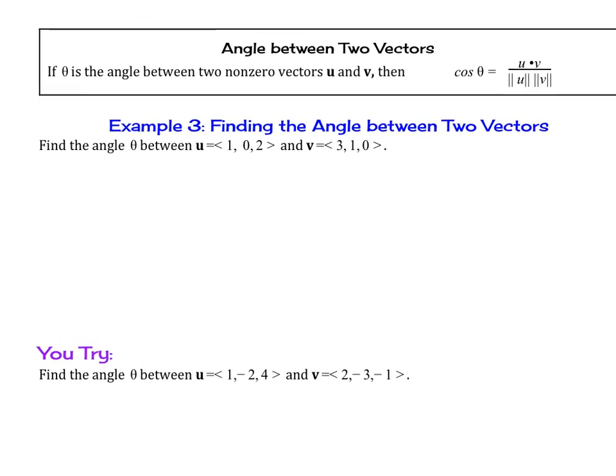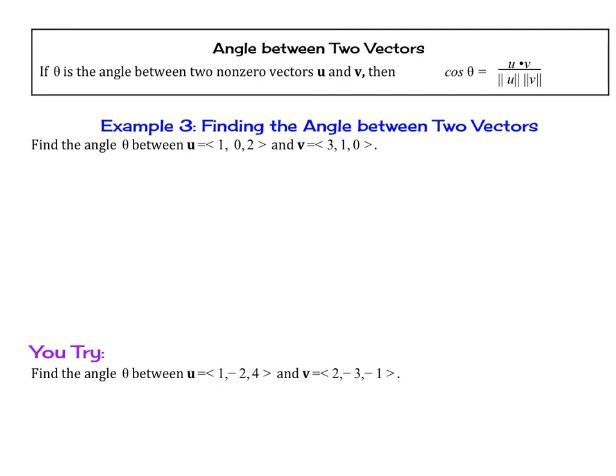Next, let's find the angle between two vectors. If theta is the angle between two non-zero vectors u and v, then we're going to use cosine of theta equals u dot v over the magnitude of u times the magnitude of v. So let's do that. So we have cosine of theta equals u dot v.